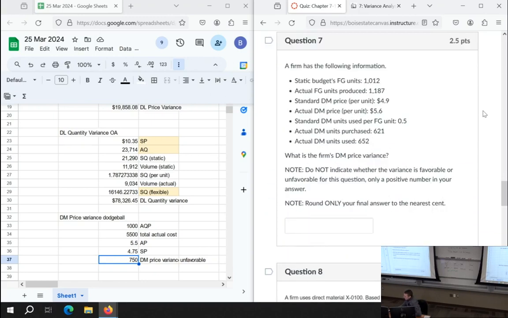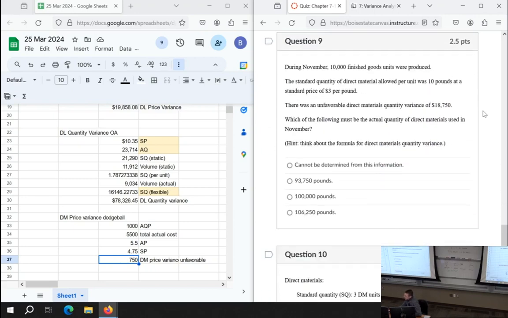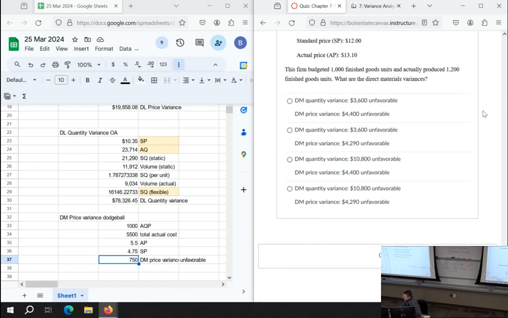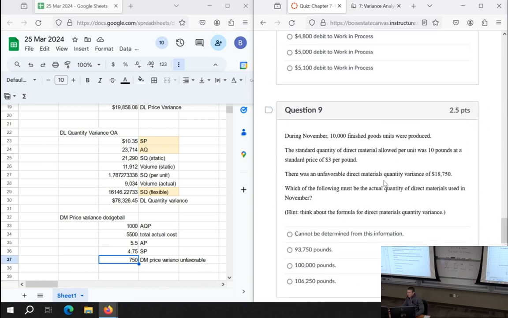Great. Let's do the quantity variance question. Let's go on down to the direct materials quantity variance question. Here is one of the oddball questions that I have in here, just to make it a little varied. You have to do a little bit of algebra, unless this is the one where you can't determine it. I have some of those. But let's go ahead and see if it is.